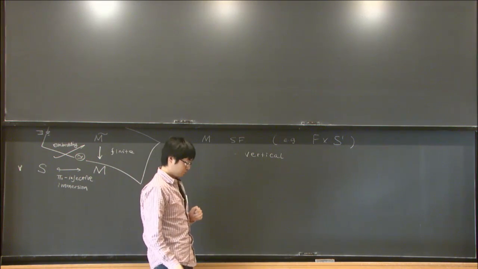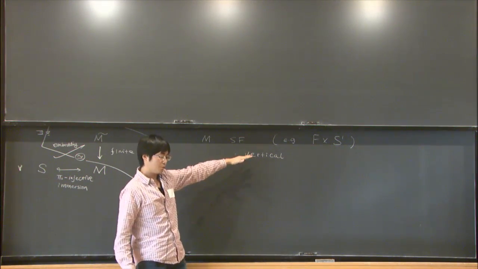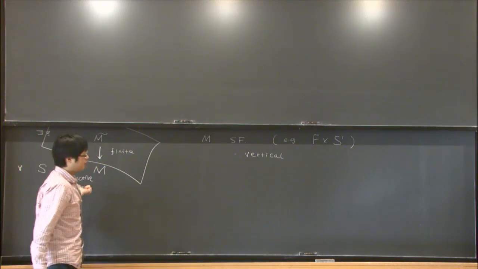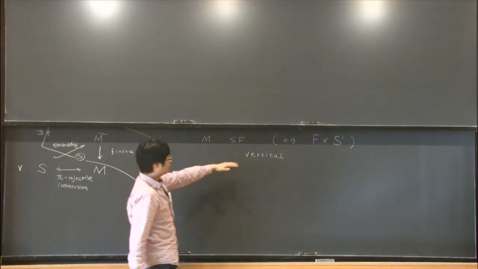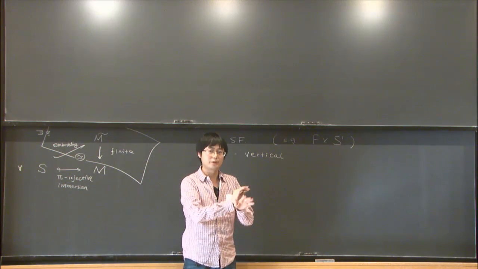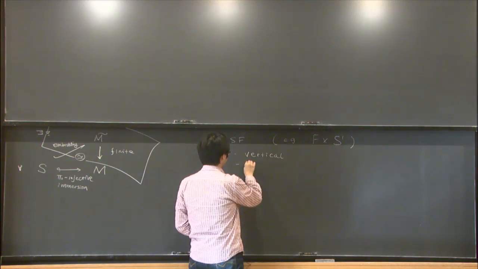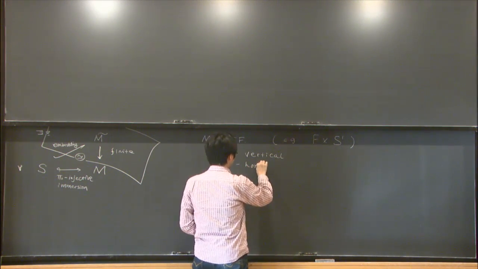And if some surface is pi1 injectively immersed and it's not vertical, then necessarily you can homotope it to be in the so-called horizontal position.